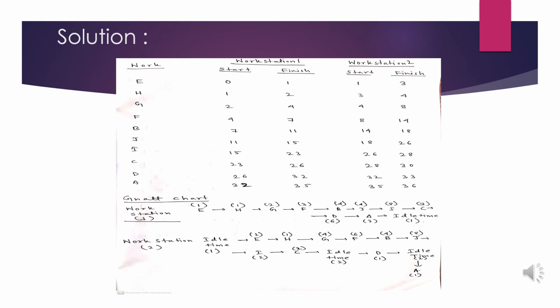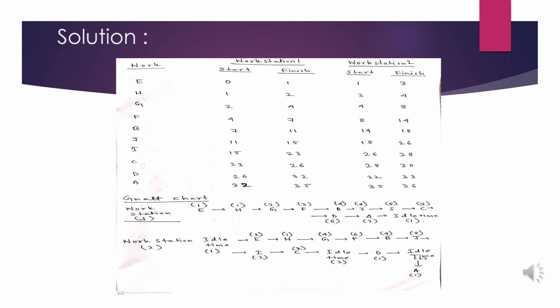Now if we start off the Gantt chart for workstation 2, I'll start off with idle time because E will start off at 1. So idle time at 1 to E, from E to H, from H to G, from G to F, F to B, B to J, J to I to C. That will have the simultaneous kind of processing time. I'll just put in the values respective of the processing time of the works. So 2, 1, 4, 6, 4, 8, 2 and 2 have been put.